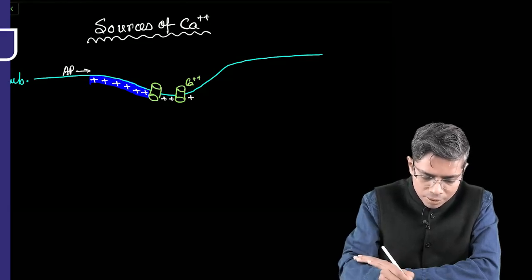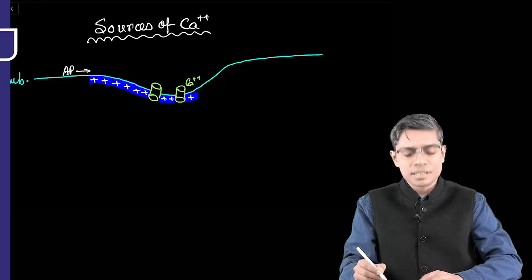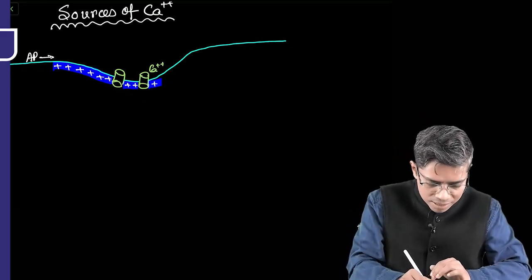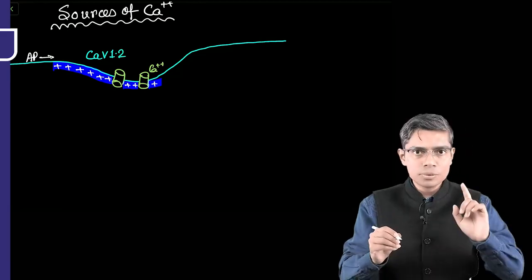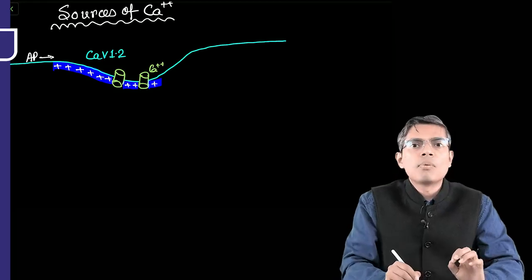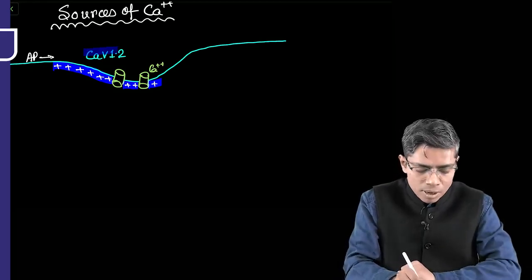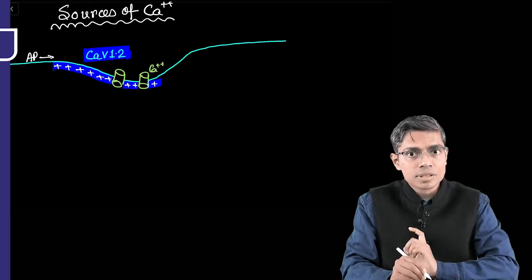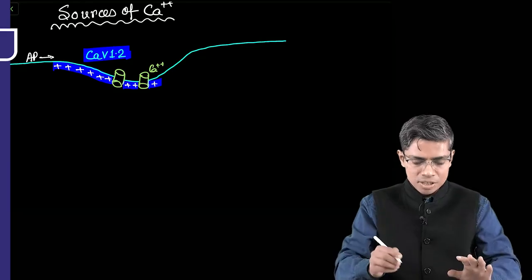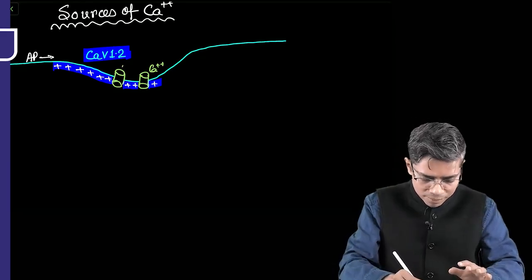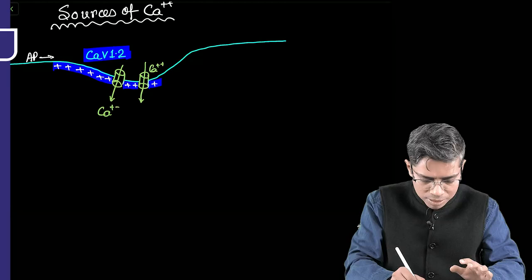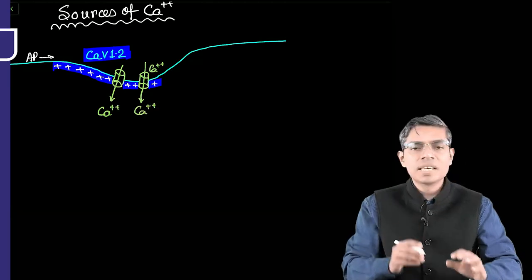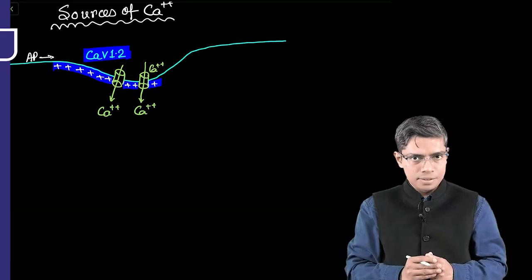If I ask you, could you recall which subtype of voltage gated calcium channel this is? You obviously answered, sir, this is CAV 1.2 type of calcium channel. I told you repeatedly that CAV 1.1 is for skeletal muscle and 1.2 is for cardiac muscle as well as smooth muscle. So whenever there is depolarization, this calcium channel will open up, and through it extracellular calcium is going to enter the smooth muscle. So this calcium is coming from extracellular fluid, right?